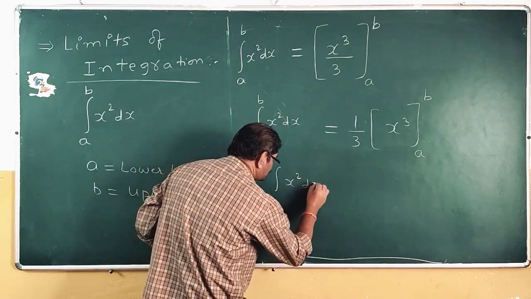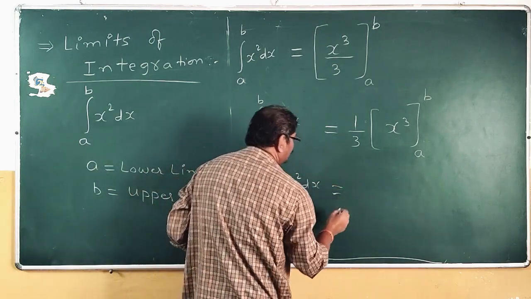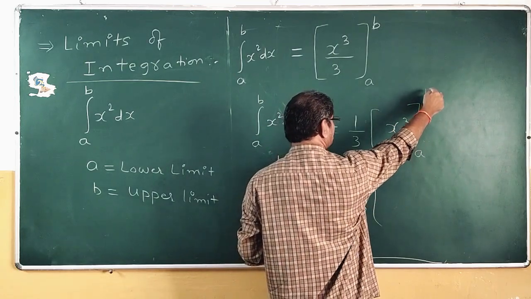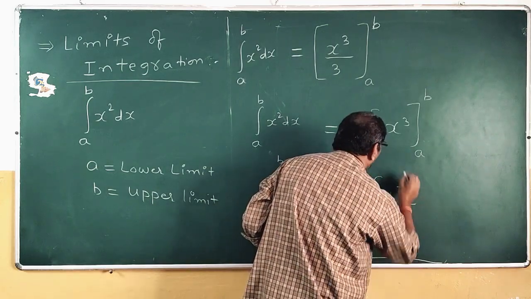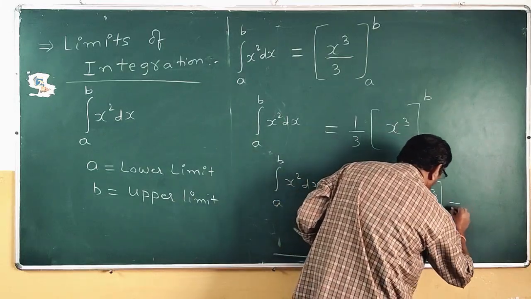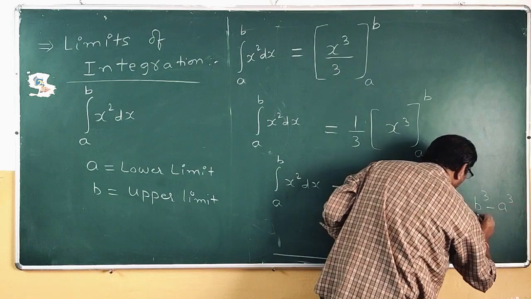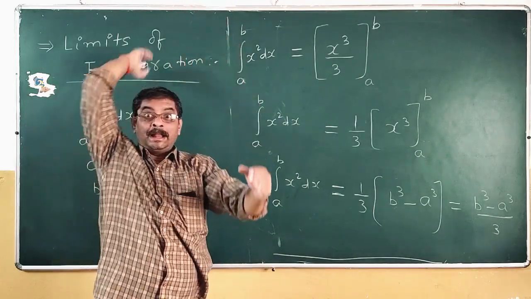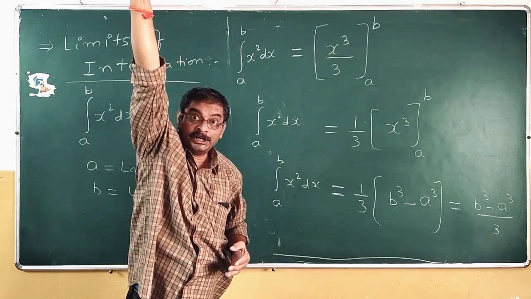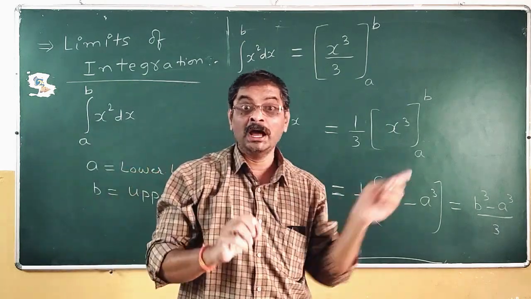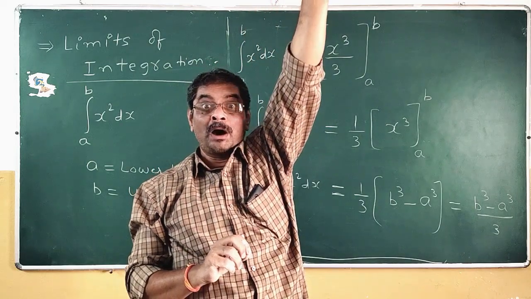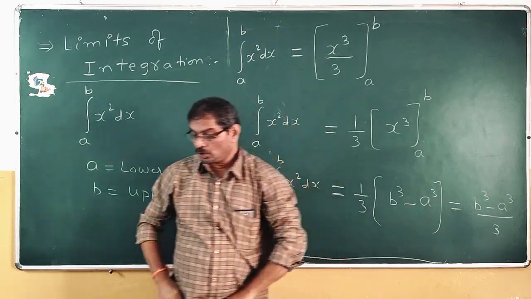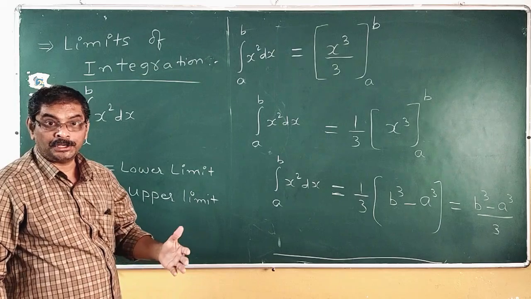So the integral of x square dx from a to b will be numerically equal to 1 by 3, and in the place of x, substitute the upper limit, that will be b cube, minus the lower limit, that will be a cube. So that will be equal to b cube minus a cube divided by 3. That is what we call the limits of integration. After performing upper limit minus the lower limit, that will give the final answer: b cube minus a cube divided by 3.